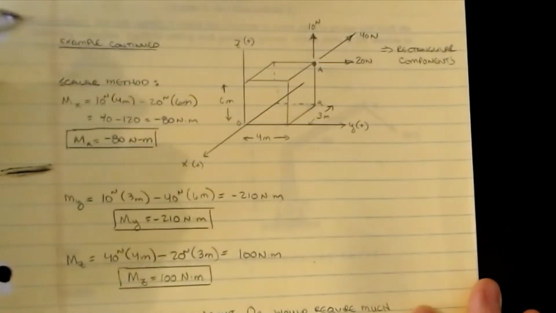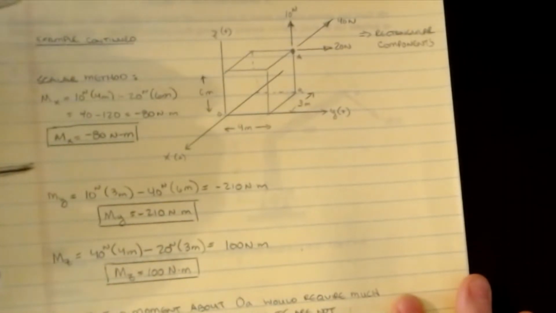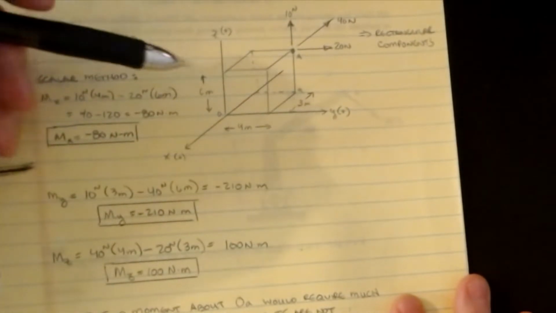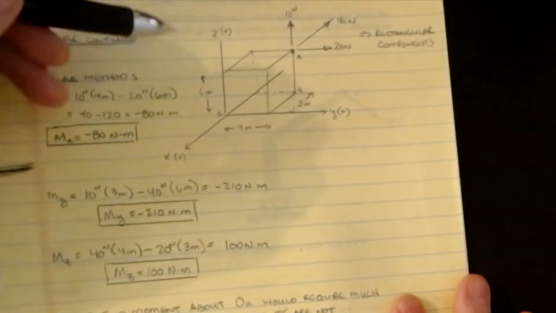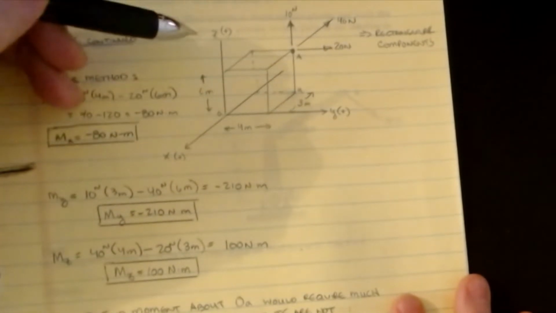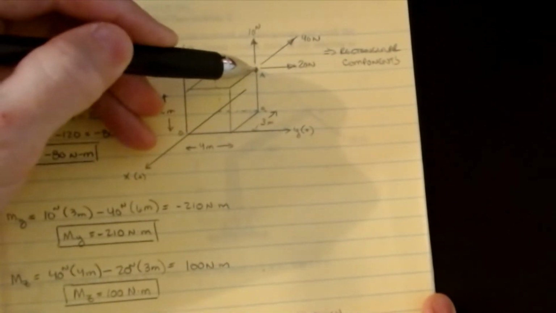Okay, so we'll add this one onto it. So what I have now is a little bit more complex, in that we want to find the moment about different locations. I have a moment that we're going to act on about our different axes that we want to find: Mx, My, and Mz. And I have a force vector that has components acting at this point A.